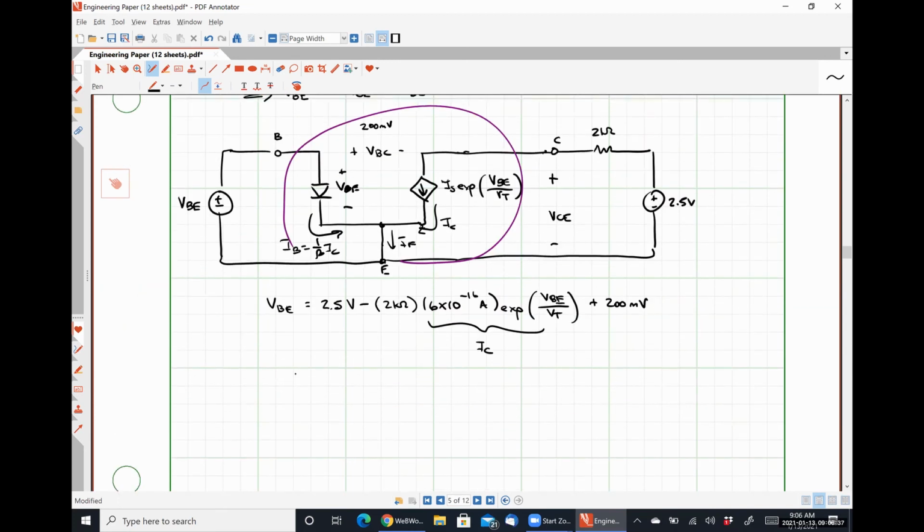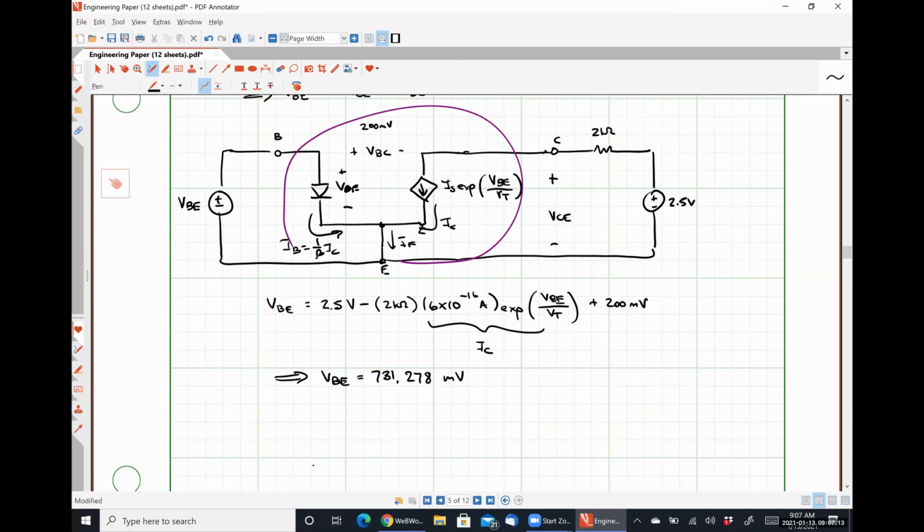Solving this guy, we get VBE is equal to 731.278 millivolts. So we had to change VBE by less than 3 millivolts to get a drop in VCE of 200 millivolts. That's a pretty significant relationship.